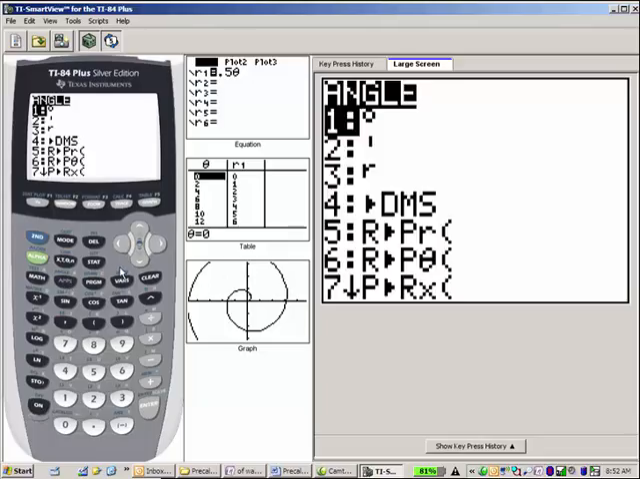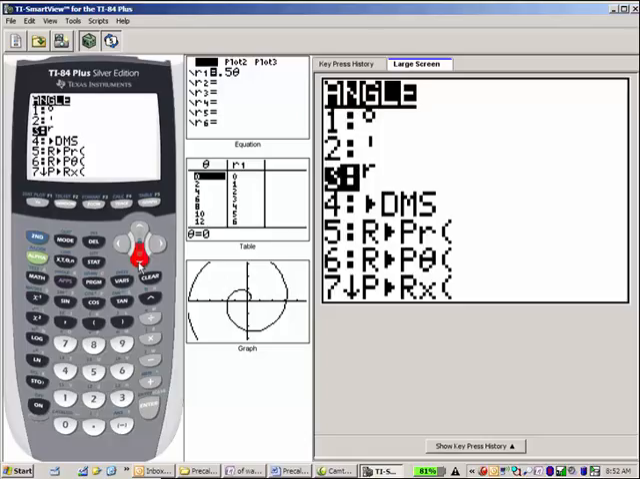Here we go. I'm with it now. So under angle, it's the angle button. You have a bunch of options, 5, 6, 7, and 8. Where's the angle button? Mine's above apps, second angle.